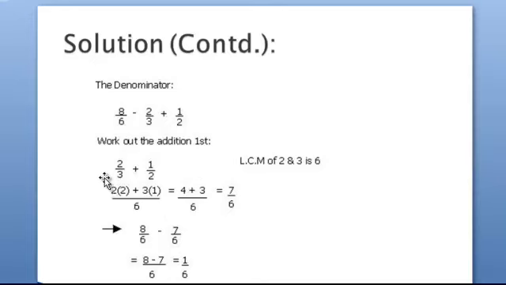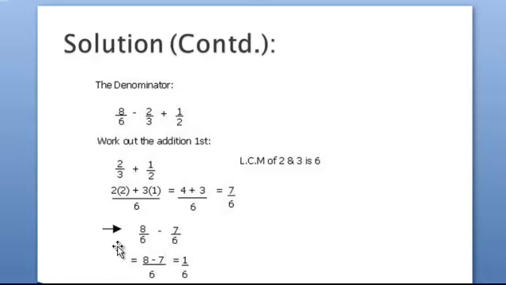I will say, okay, the first denominator, which is 3, goes into 6 2 times. I will multiply 2 by the numerator, which is 2. So I'll put 2 in brackets. We'll put back our plus sign and we'll say, okay, 2, which is the second denominator, goes into the LCM, which is 6, 3 times. We write 3. I will multiply that 3 by the numerator, which is 1. Put the 1 in brackets. And that equals 2 times 2, that is 4. 3 times 1, that is 3. It equals 7 over 6.